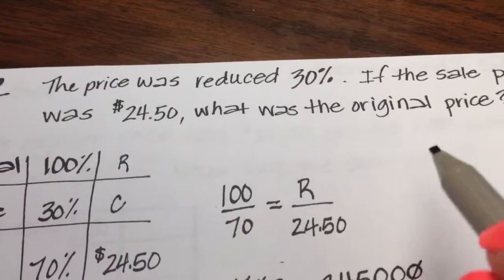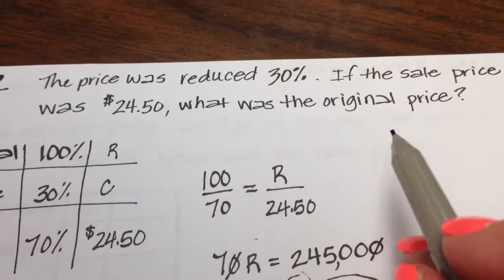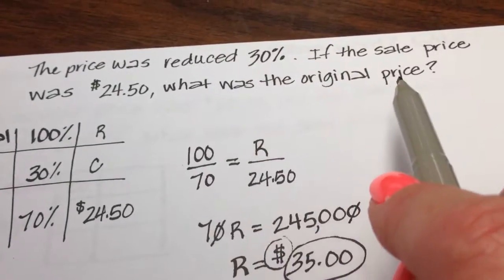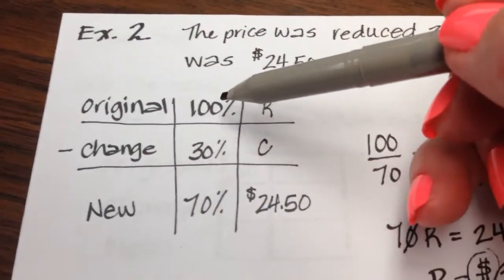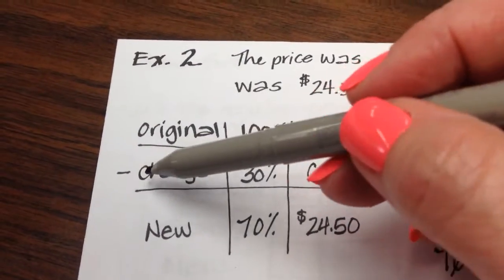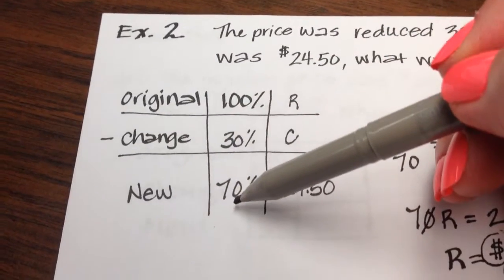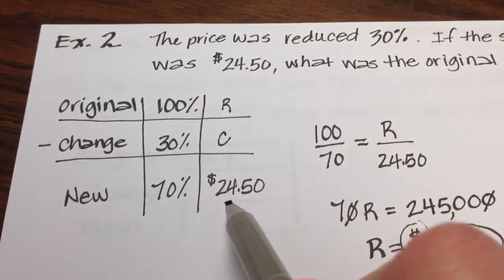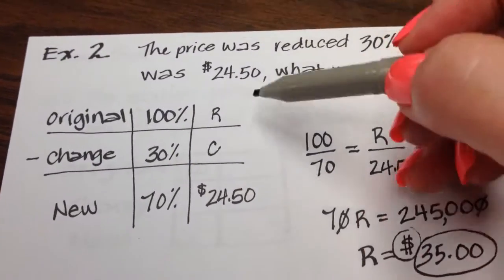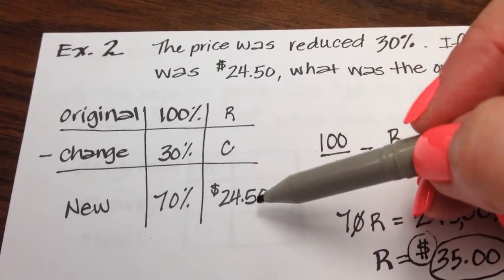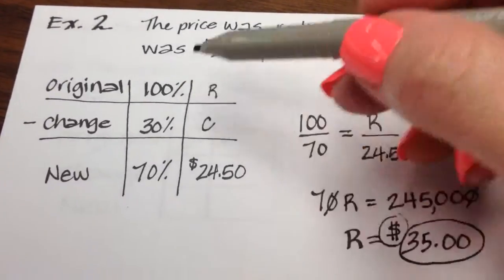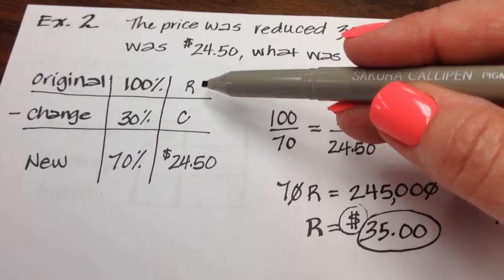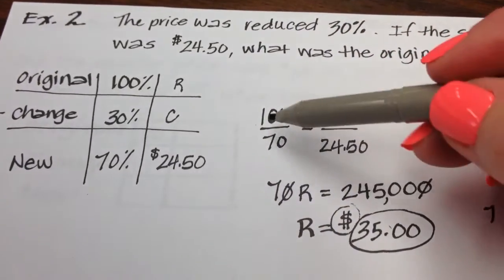All right, let's look at another example. Example number 2. The price was reduced 30%. If the sales price was $24.50, what was the original price? All right, so original is 100%. We decreased it by 30, so the new price was 70% of the original. And we're told that the new price was $24.50. So I'm going to put regular, change, and there's our new number.